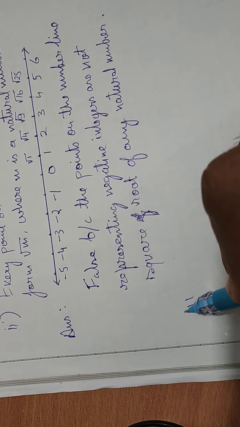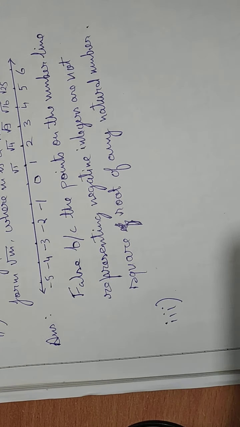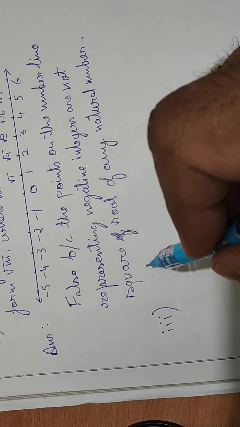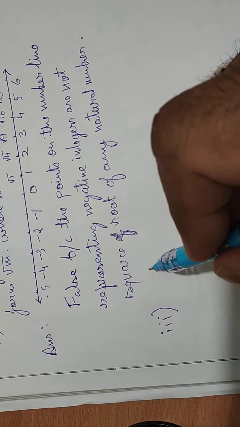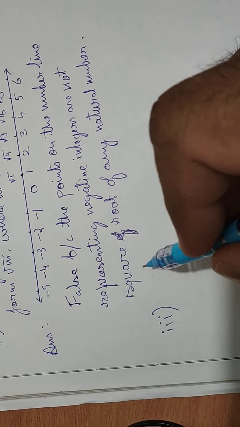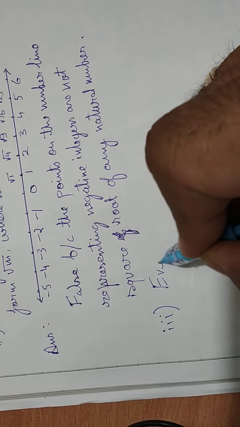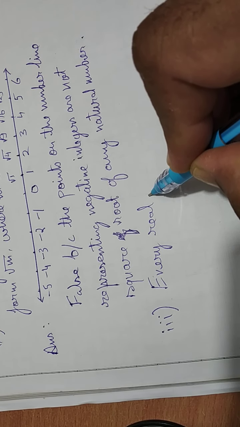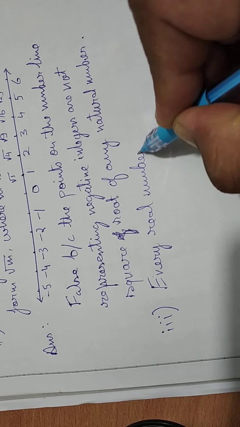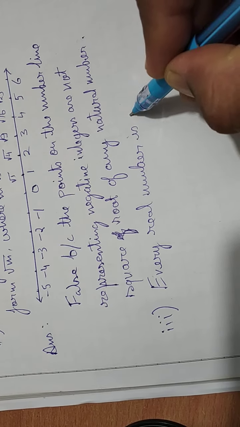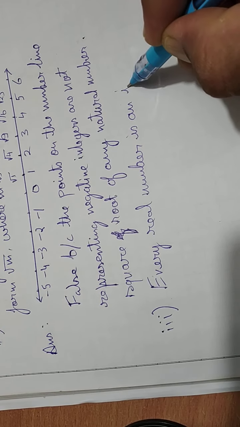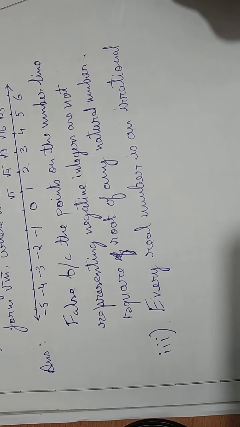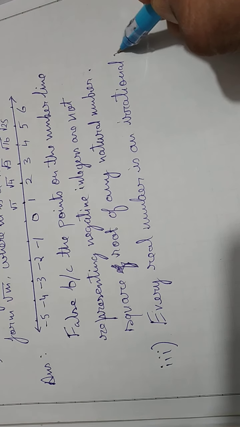Now, the third statement is: every real number is an irrational number.